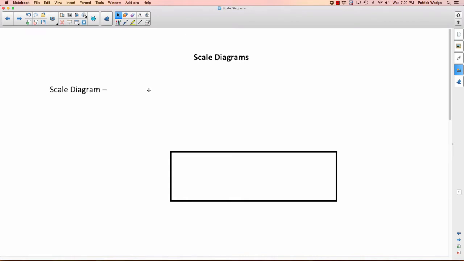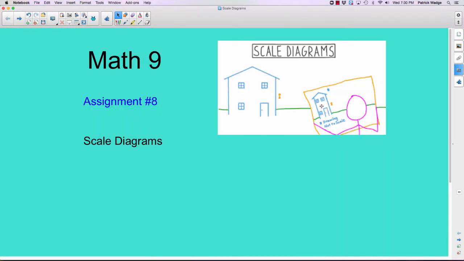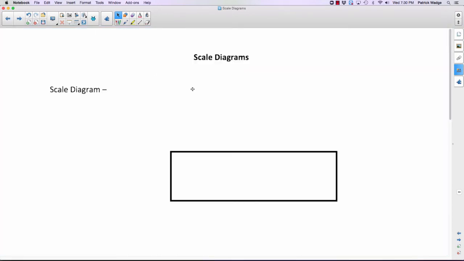So scale diagram. What is a scale diagram? It's used to draw an object when it's unrealistic to draw its actual size. So think about someone who is making blueprints, or an architect or construction plans, an engineer, and they're not going to draw the plans on a piece of paper that are the same size as an actual house. So they draw it smaller, obviously, on a piece of paper, but they draw everything to scale. They don't do like this person did, the mistake, and draw it way skinnier on the picture than it is in real life. Everything has to be to scale.